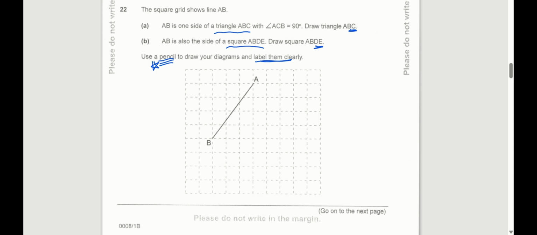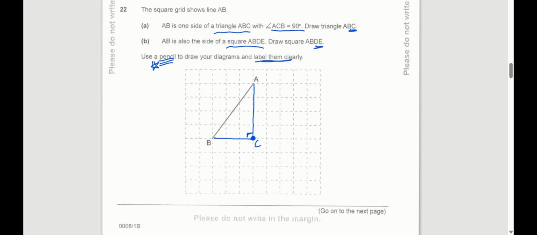So for triangle ABC, to have the angle ACB as 90 degrees, I'll be looking for a point that meets the lines AC and BC at the right angle here. So angle ACB is a right angle. So this point C should be here, and you try to draw a straight line as much as possible with a ruler. I'm drawing this on screen, so it's not going to be very straight and neat. So I'll try my best here. Okay, so this is the one.